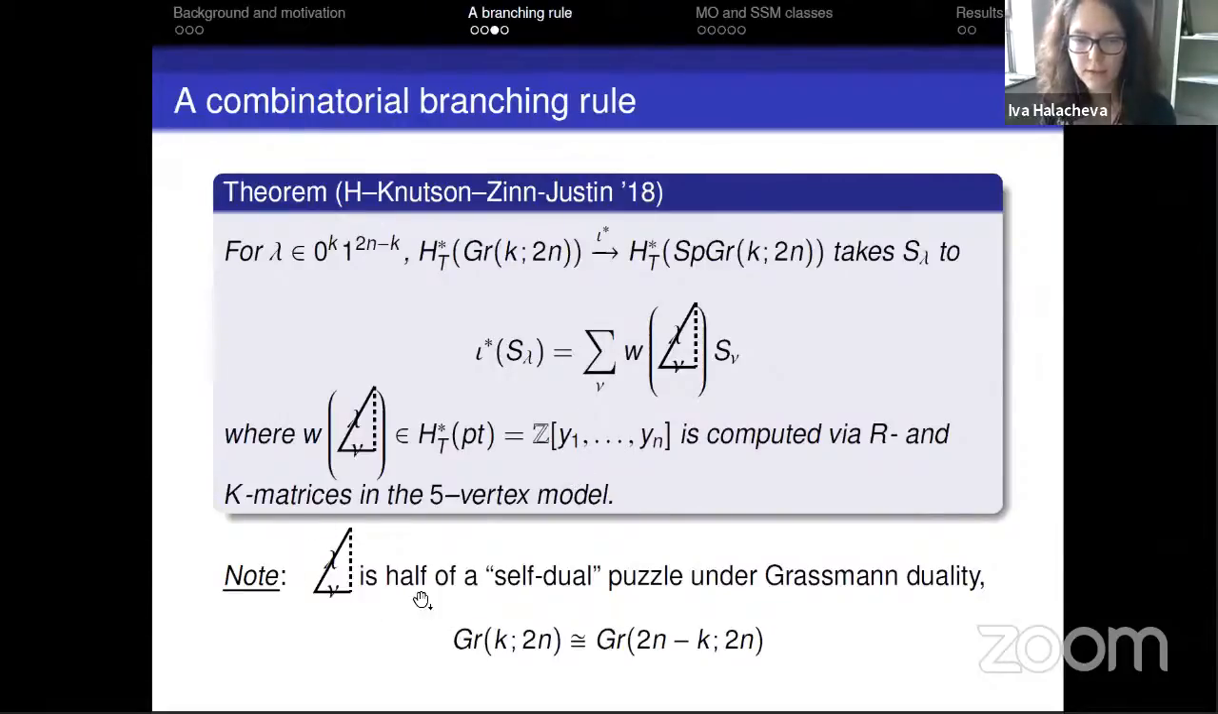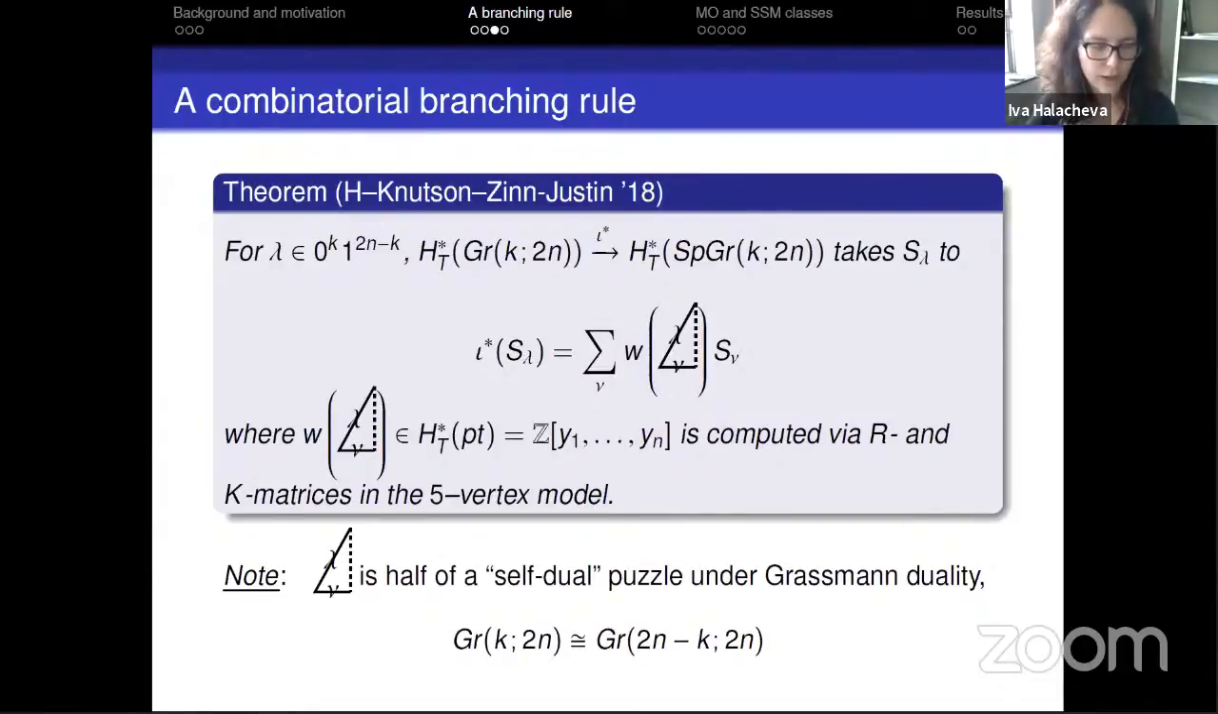And this, in fact, can be seen as an involution on the puzzles coming from this Grassmann duality, the isomorphism between the two Grassmannian varieties. And so we get a certain involution on puzzles, and we only consider the puzzles fixed under this involution. And they allow us to compute the coefficients here. So I'm giving this more as a motivation.